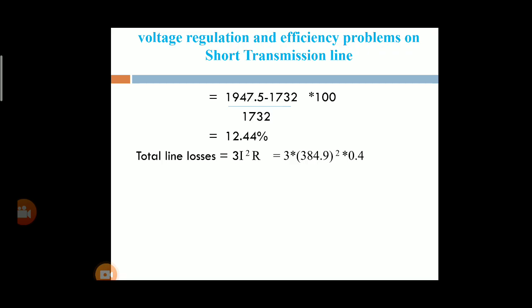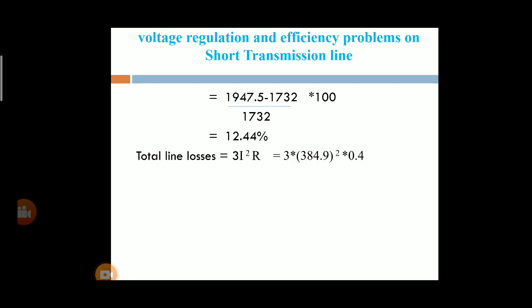Next we calculate the total line losses. Using these line losses, we calculate the efficiency. What is the formula for line losses? The formula for the line losses is 3 I square R. In a 3-phase transmission system, we multiply by 3. That is 3 I square R.